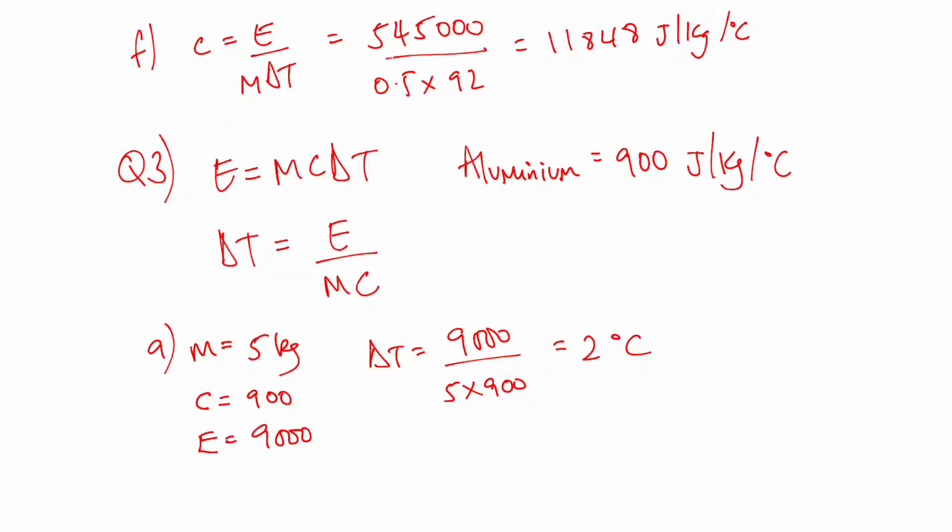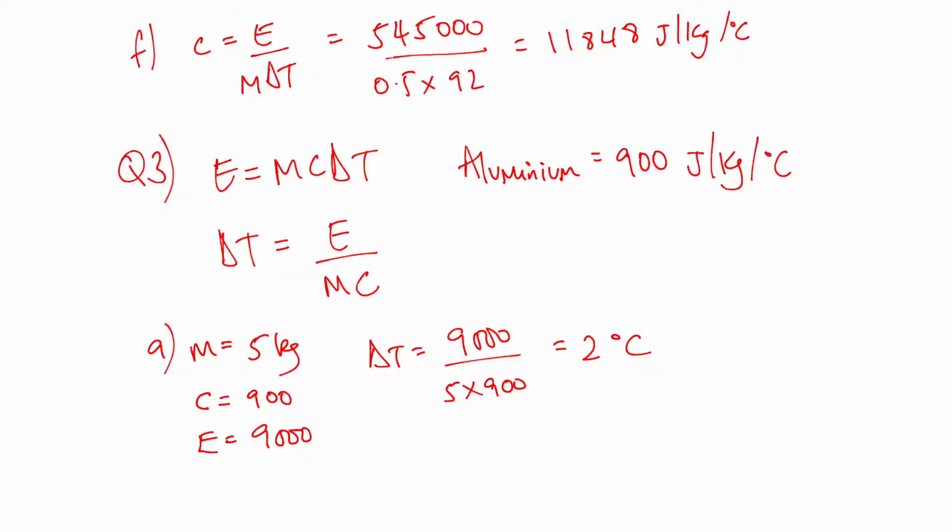11,848. For question 3, this time we've got aluminium, so about 900, which is similar to the value you calculated the specific heat capacity to be. This time you're trying to find the change in temperature, so you're going to give it some energy, the aluminium has got a particular mass, and we know that the specific heat capacity is 900. So the mass is 5 kilograms in this case, the specific heat capacity for aluminium is 900, and the energy we're supplying is 9,000 joules.